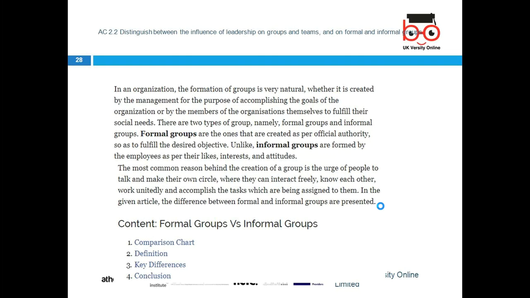We need to look at the influence of leadership on groups, in formal and informal groups. In an organization, the formation of groups is very common. We can look at whether a group is created by the management for the purpose of accomplishing the goals of the organization. Formal groups are ones created as per official authority. That's the formal group. Yes, we can create it and give them a clear objective. So, formal versus informal groups.